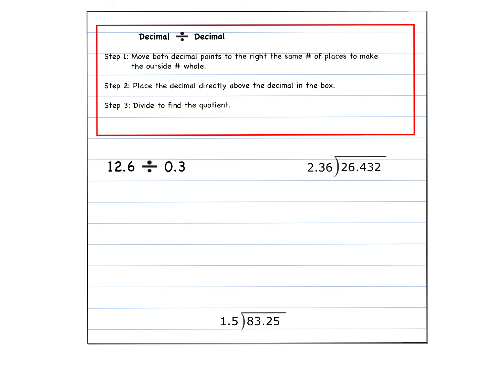Okay, the next type of problem that we have is a decimal divided by a decimal. So I want you to write decimal divided by a decimal. I would write this right underneath those two examples so you can keep those examples with the steps that go with it, and now you have new steps and new examples. So decimal divided by a decimal, and then here are your steps, which we're going to talk about as I solve this first problem. So 12 and 6/10 divided by 3/10.